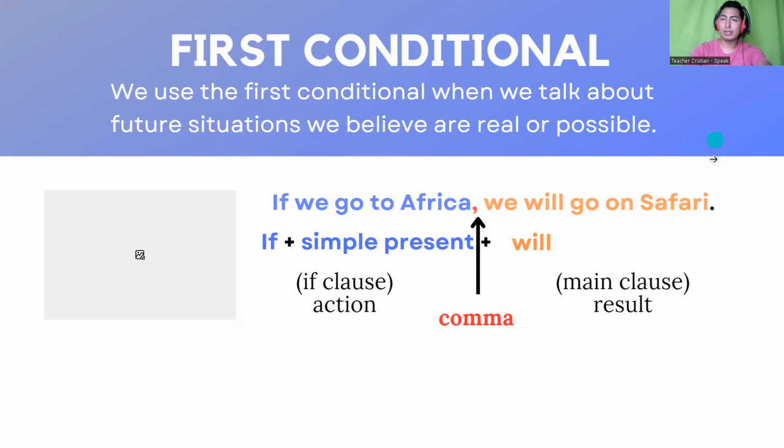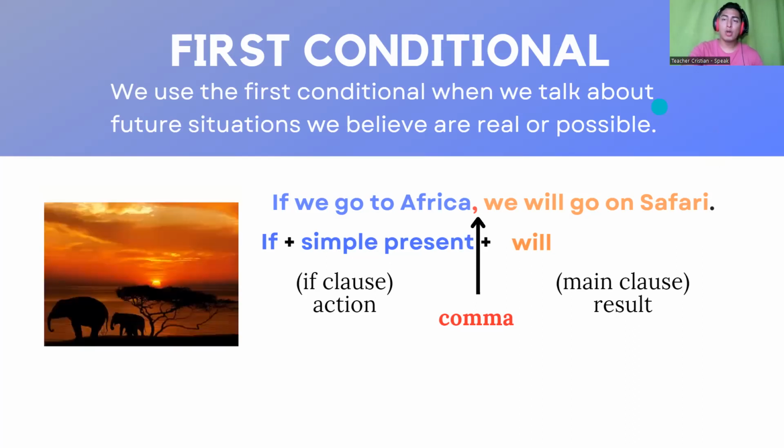We use this clause as if it was a simple present sentence, so we follow all the rules of simple present. If we go to Africa, then we have the main clause. The main clause is a sentence in which we have to use will: we will go on safari. If we go to Africa, we will go on safari.